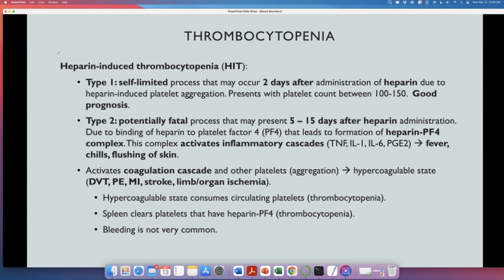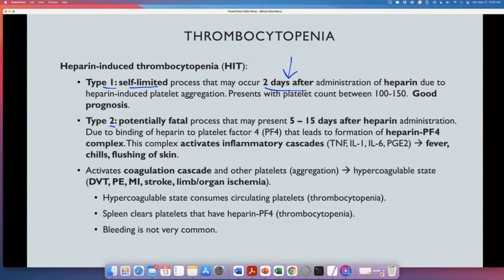As the name says, this is induced by heparin. Okay, it's self-defining. But there are two types. Okay, type 1, type 2. Type 1 is a mild self-limited condition. Okay, that will present 2 days after receiving heparin.